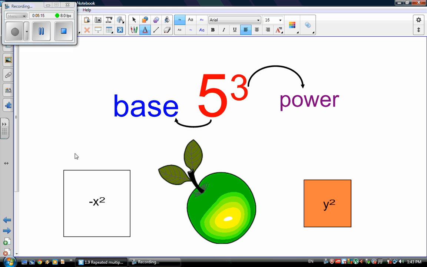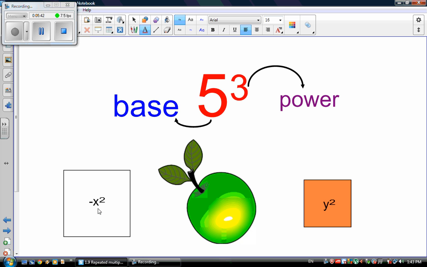We have to know some information about this form. If we have 5 to the power 3, 5 is called the base, and 3 is called the power. Again, 5 to the power 3, or to the third power, 5 is called the base, and 3 is called the power.